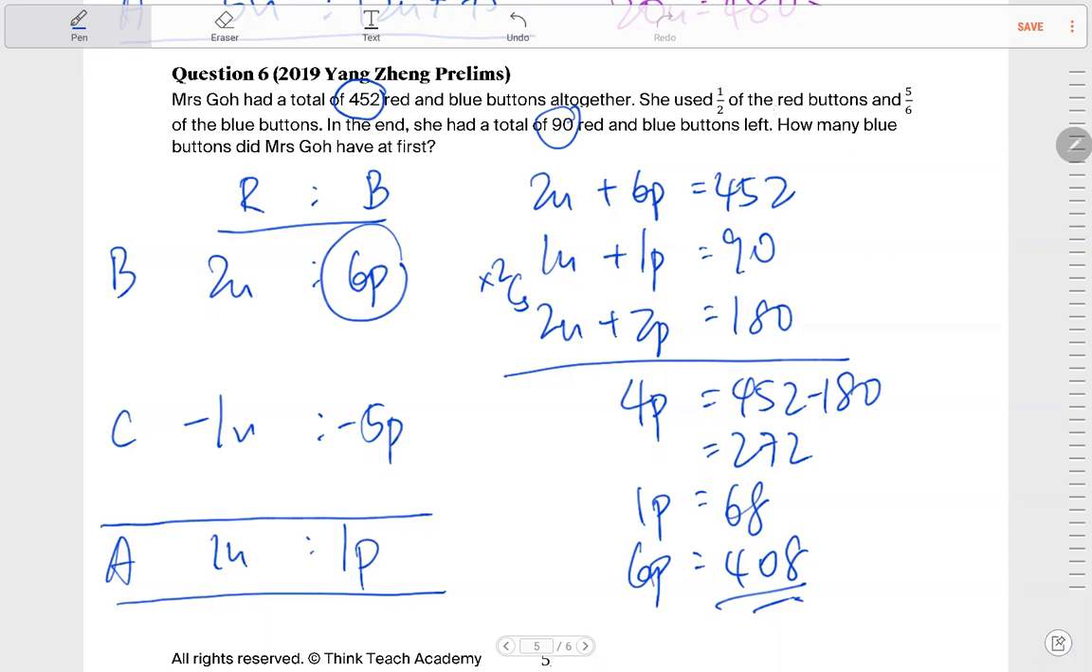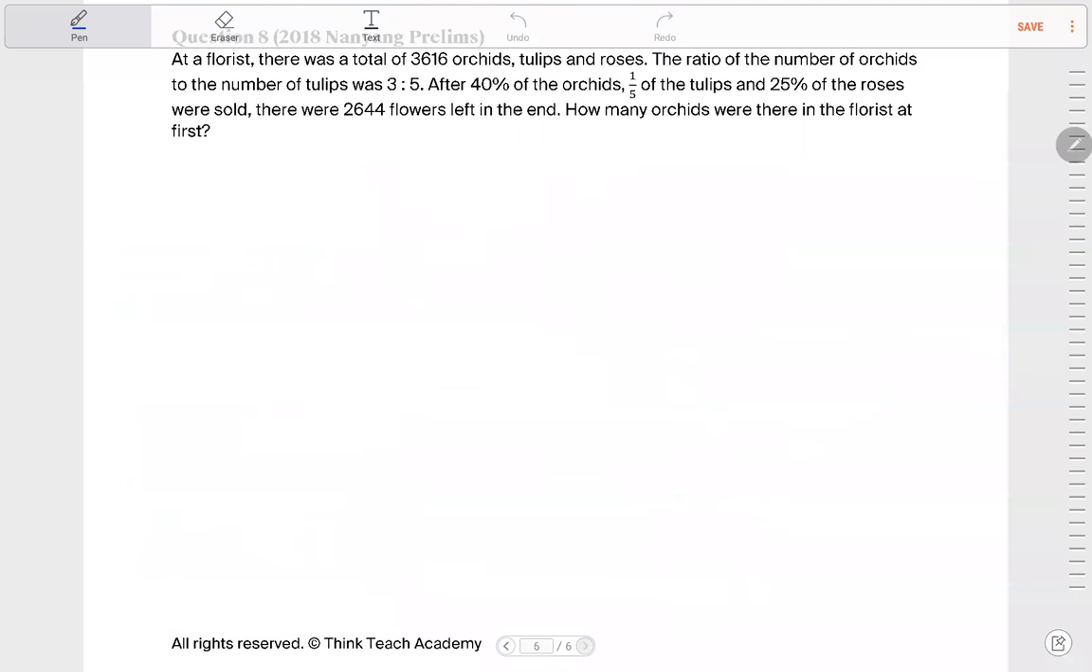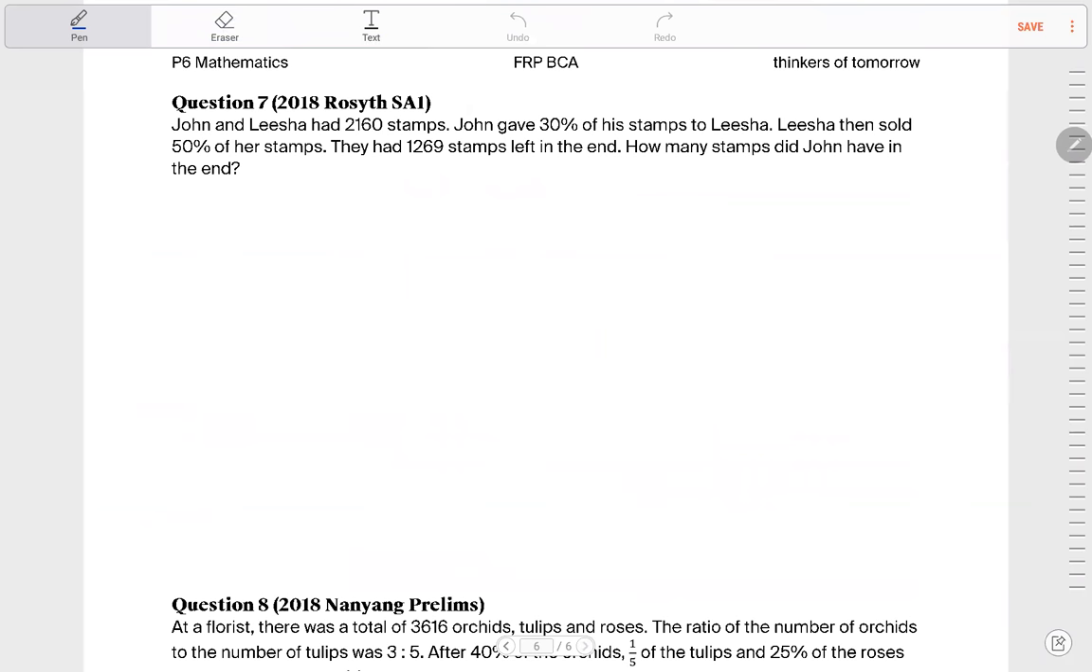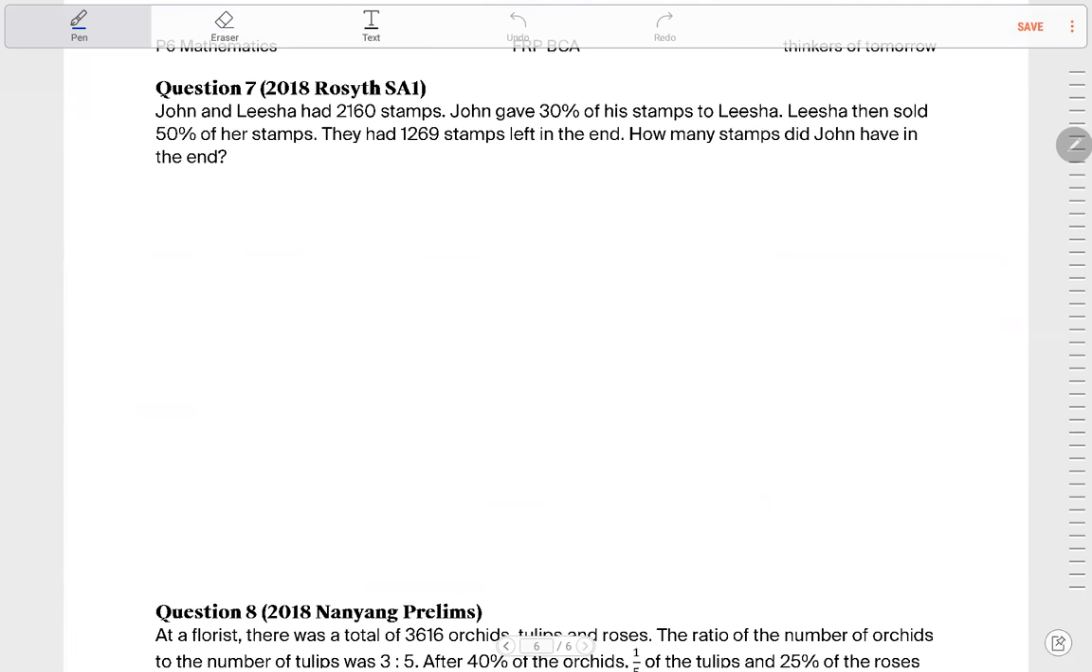Okay, we have come to our final two questions. Question 7, right? This came out in the 2018 PSLE paper, Section 1. So again, let's present the information in a table. So John and Lisha. John gave 30%, and Lisha then sold 50%. So in this situation, this would tell me that this is 3/10 and this is 5/10.